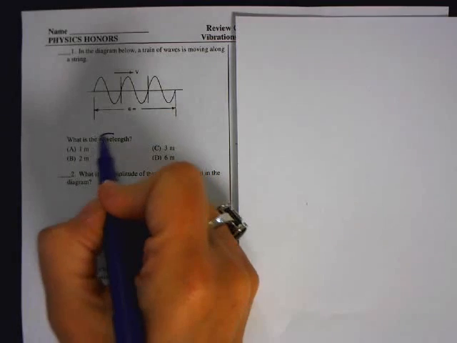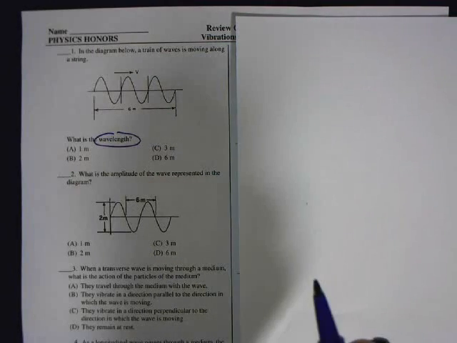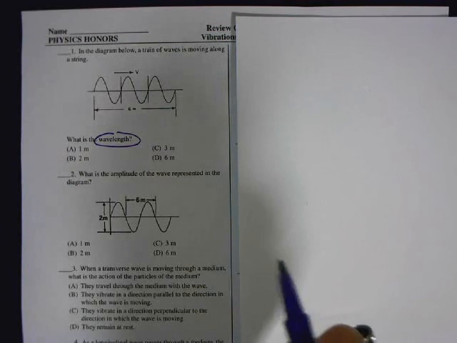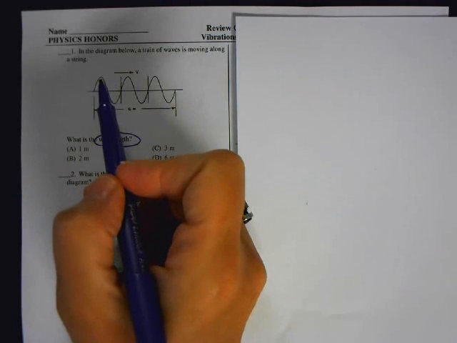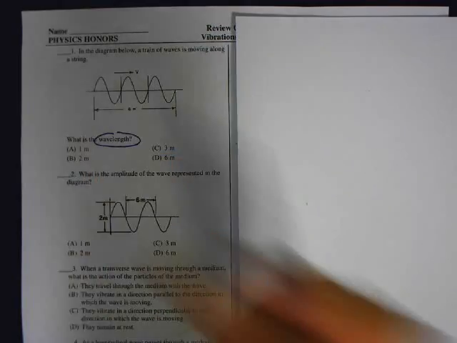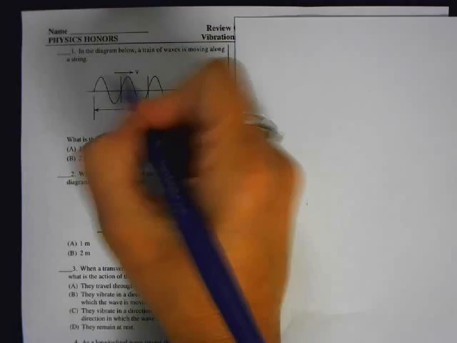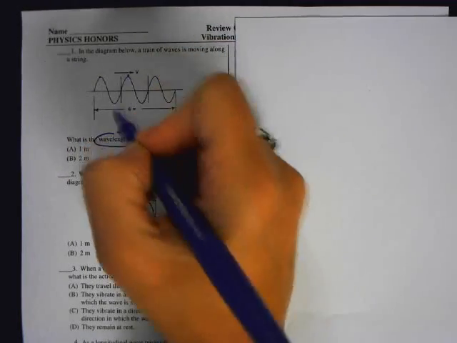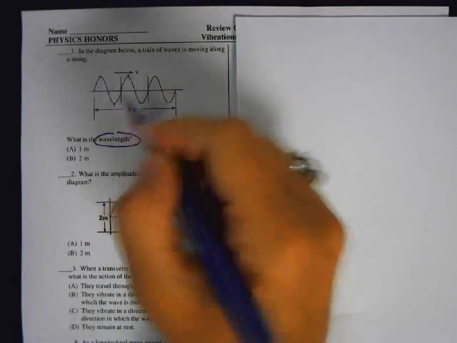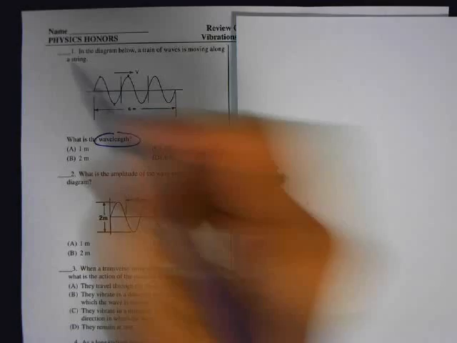What is the wavelength? Okay, so the wavelength is the distance from crest to crest or trough to trough. That's what a wavelength is. The wavelength is from here to here or here to here. But they don't show that in the diagram, so we can figure it out.